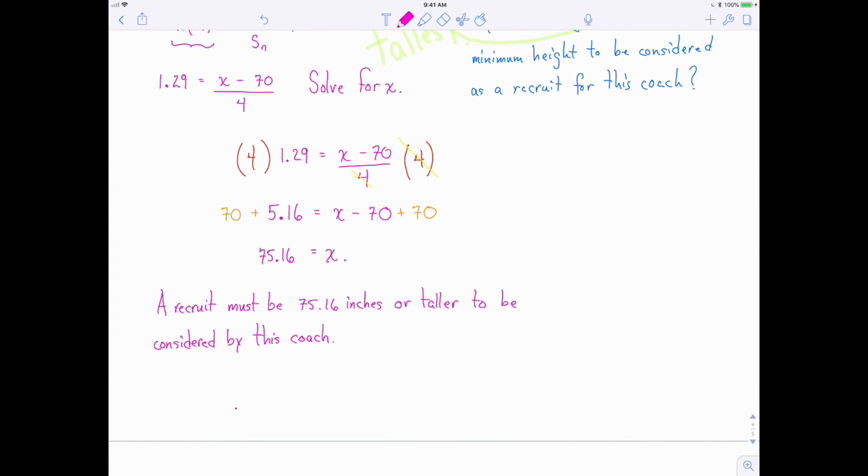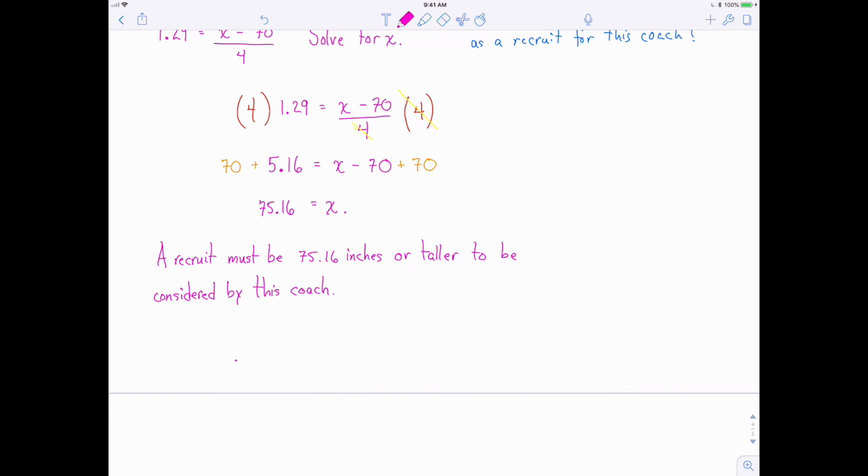And most of us don't really think of our height in just inches. We often think in feet and inches. So what we can do is take the 75.16 and divide it by 12, and we'll get a remainder. So 12 goes into 75, I think it's 6. So 6 times 12, that's 72. We subtract, we get 3.16. And so that's our remainder.